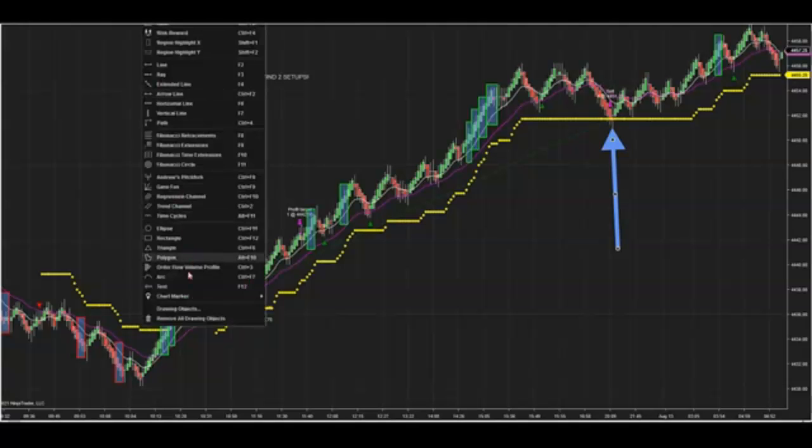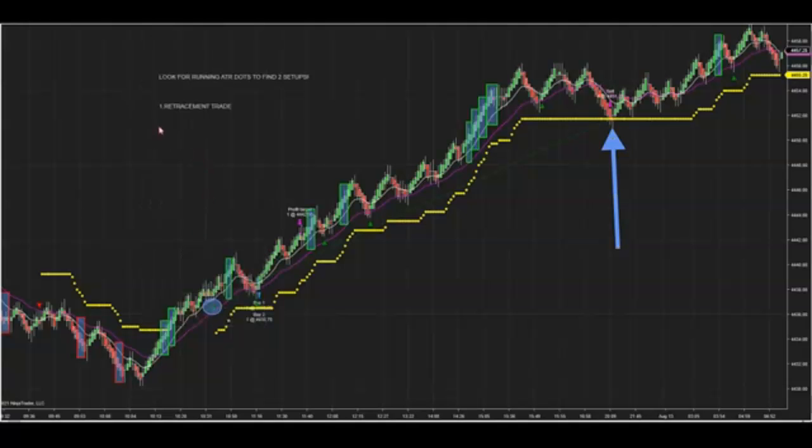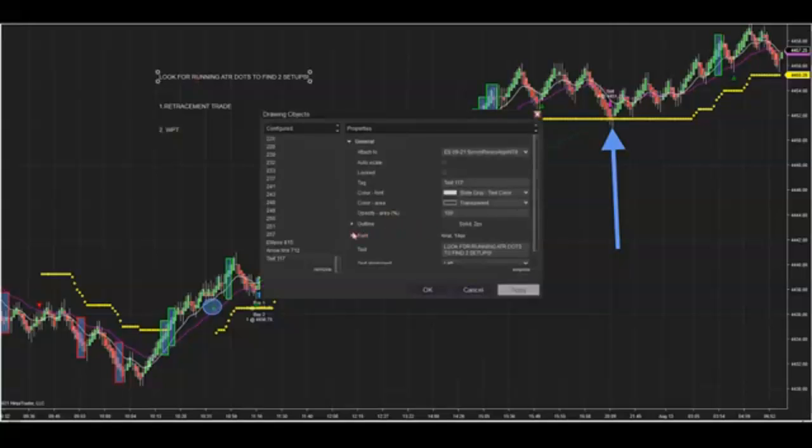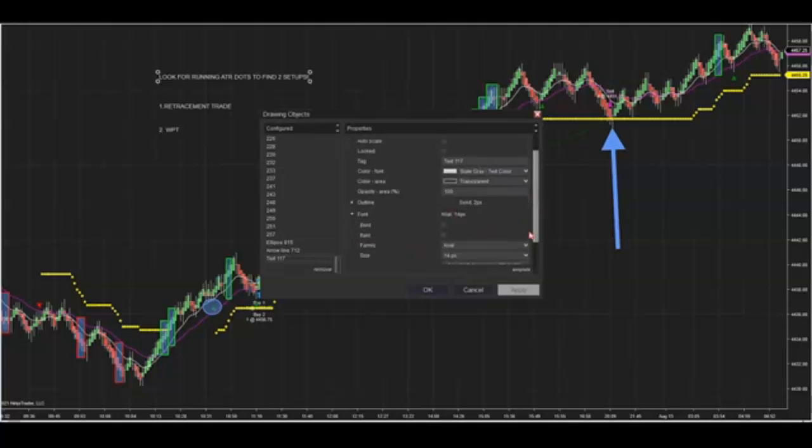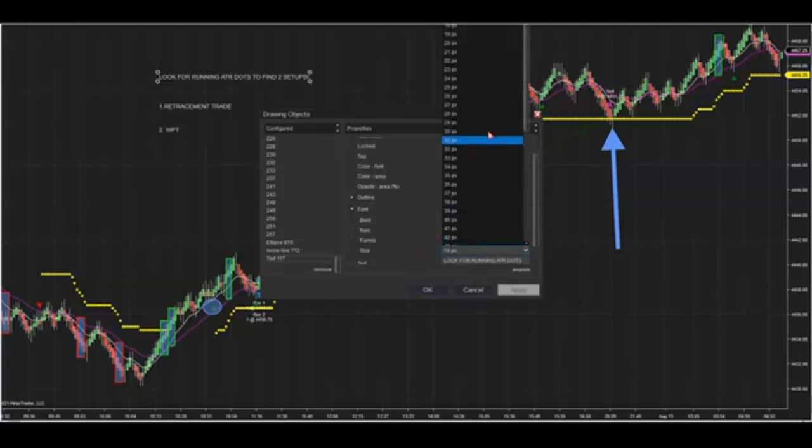So that's the first trade, the retracement trade. The second trade I'm going to go over is what's called a WPT. A WPT is catching the wrongly positioned traders. The whole idea of doing this is we're trying to get into trades with a running ATR.